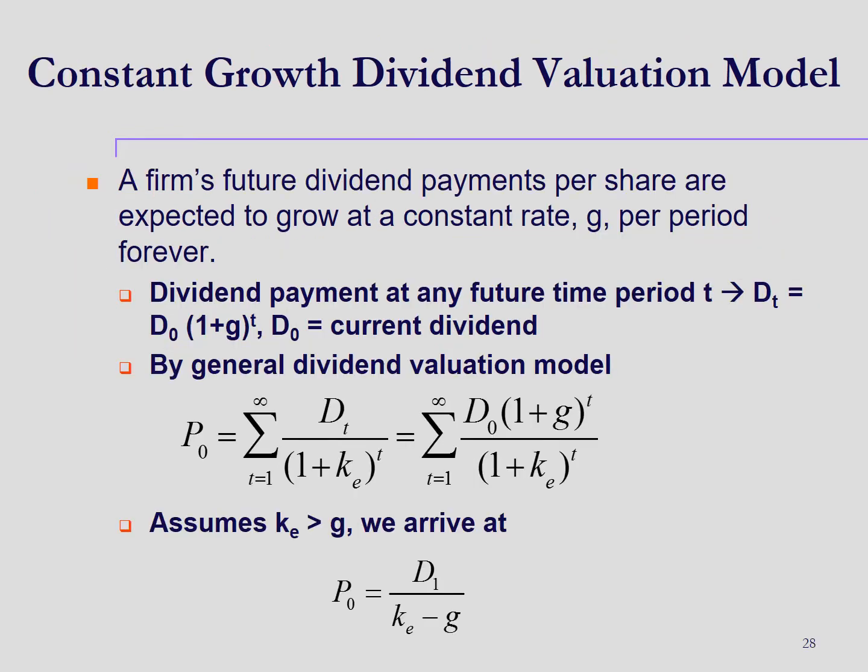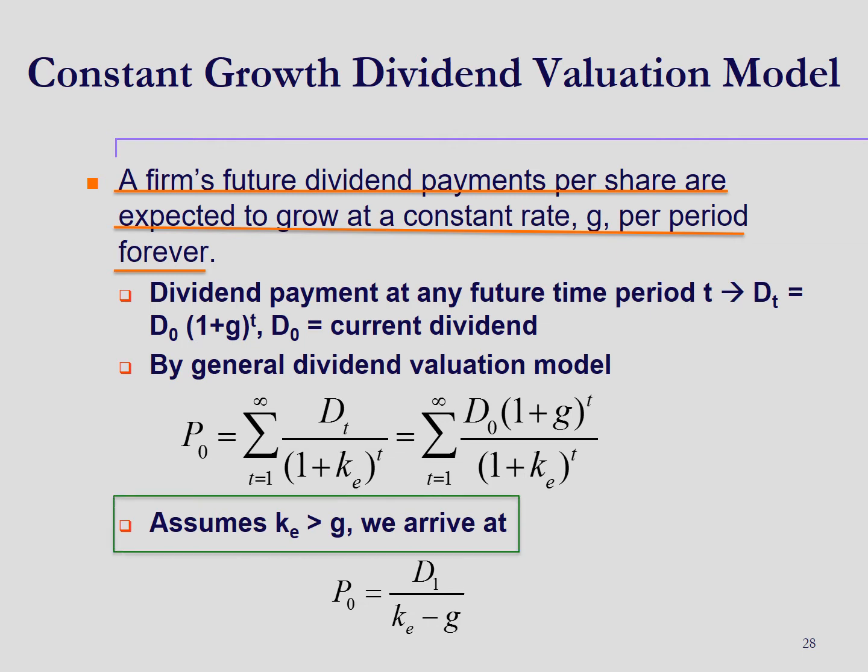Now, let us look at the constant growth case, in which a firm's future dividend payments per share are expected to grow at a constant rate g per period forever. Assuming the required rate of return Ke is larger than the constant dividend growth rate g, we arrive at the following formula. The current share price is calculated by the expected dividend next period divided by the required rate of return Ke minus the constant dividend growth rate g.